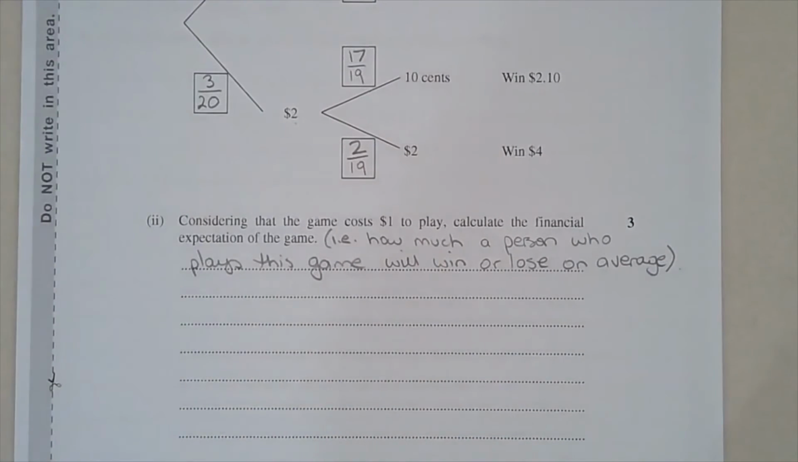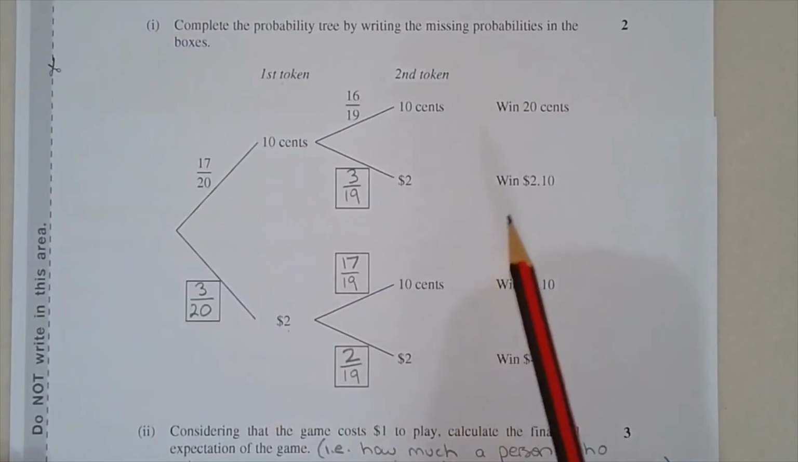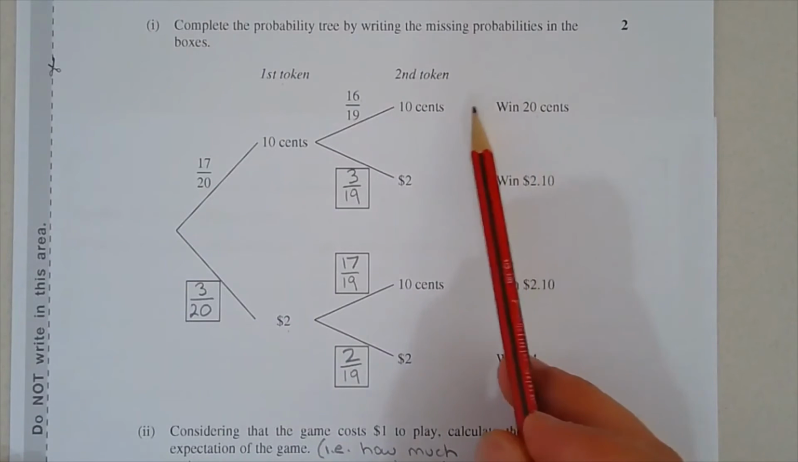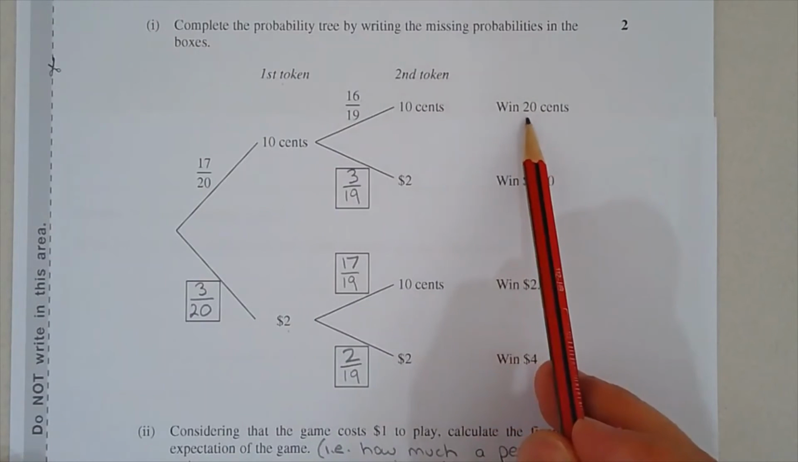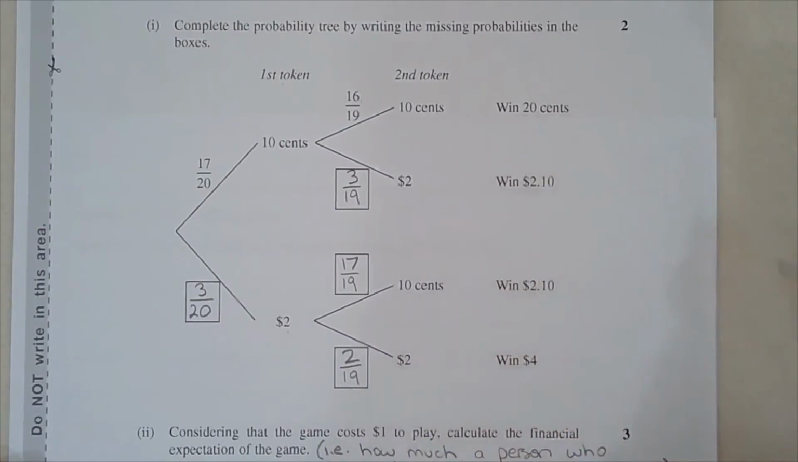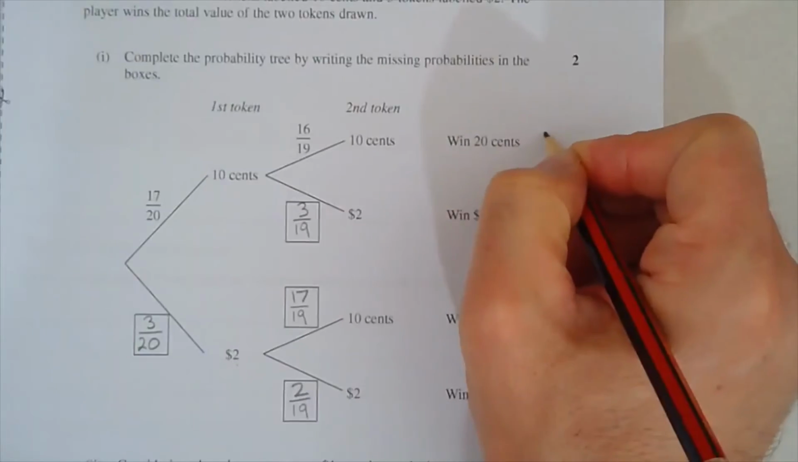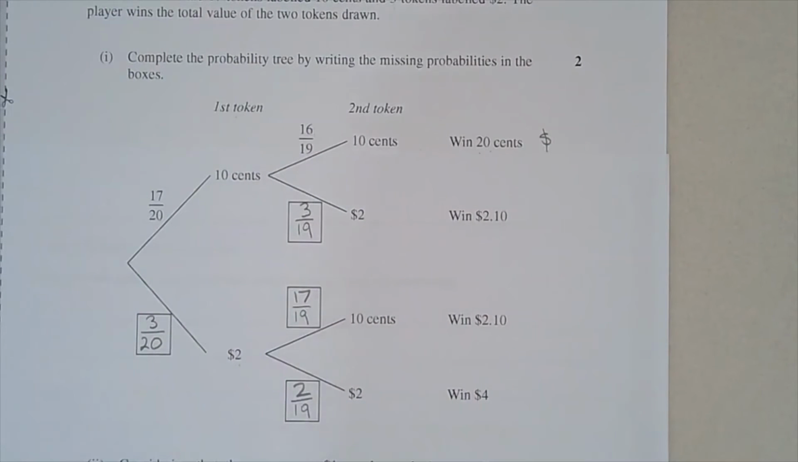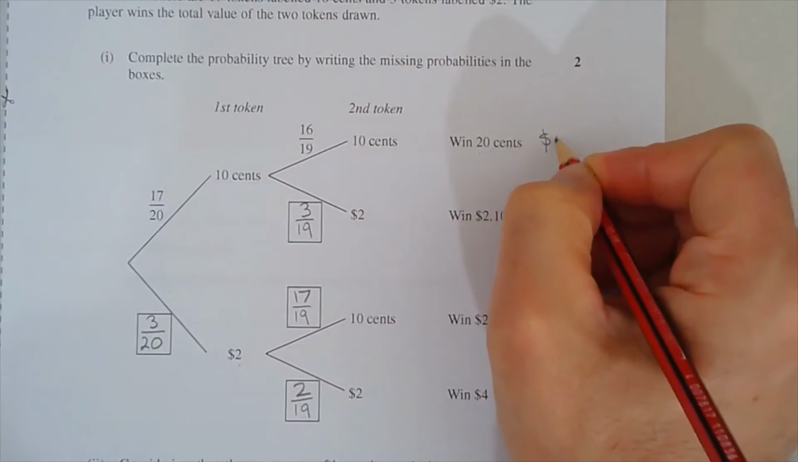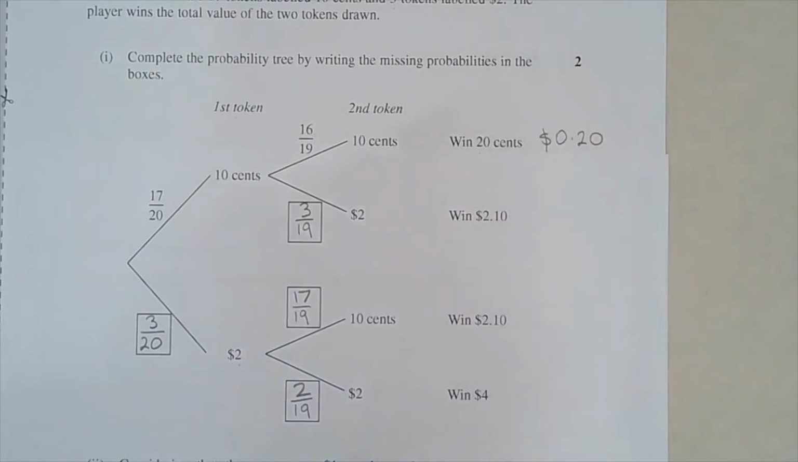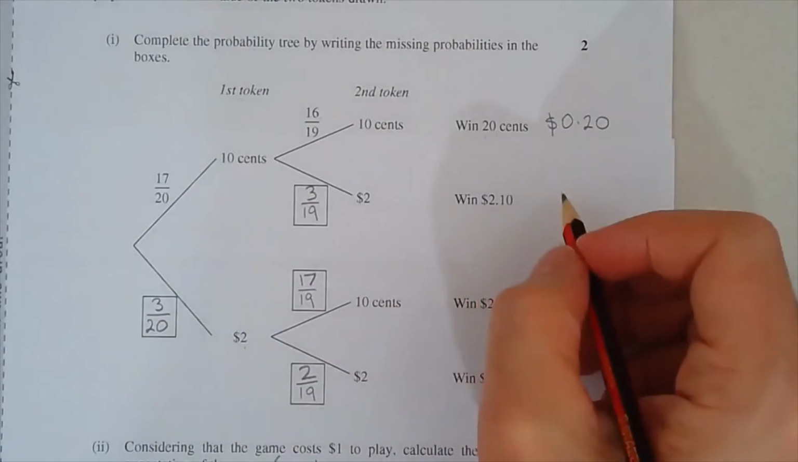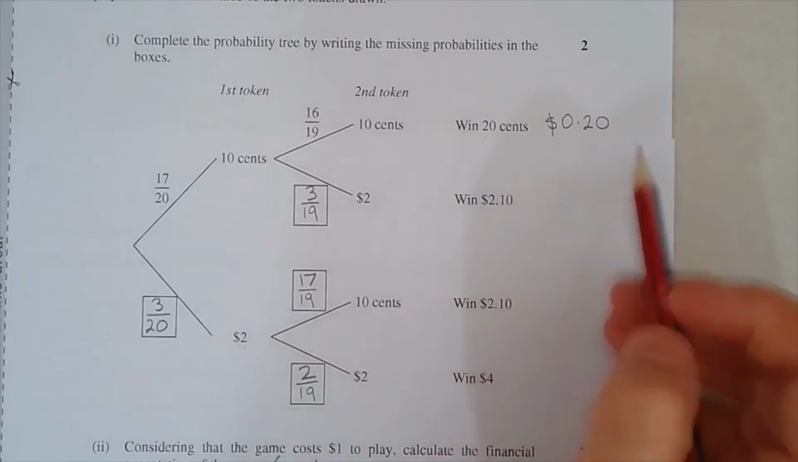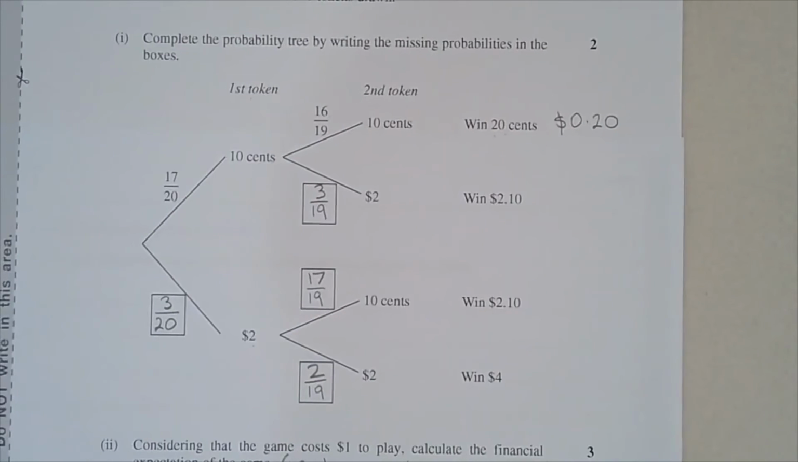The way we work this out is we work out the probability, for example, of winning 20 cents, and we then multiply it by the value of that win. So I might just update this probability tree because I think this is going to help us answer part 2. So winning 20 cents, I'm just going to write all of these in dollars. Winning $2.10, winning $2.10, winning $4. I'm going to express everything in dollar terms.